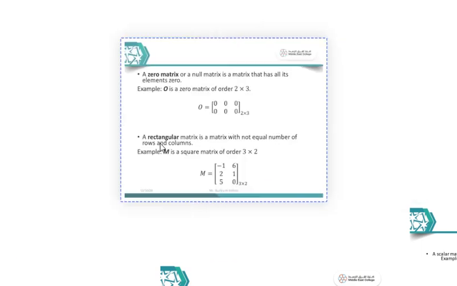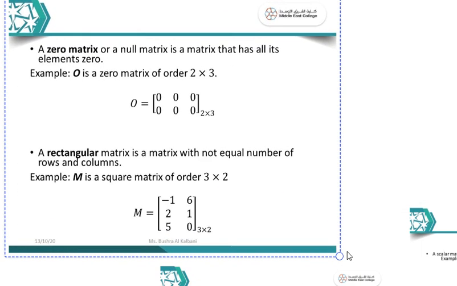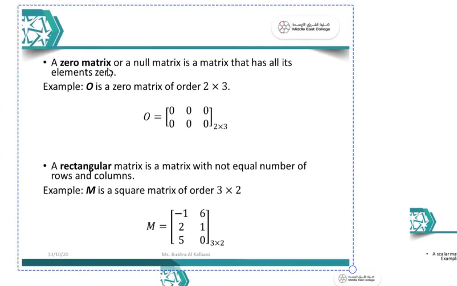Now the second thing is called a zero matrix. If you have a matrix and each element inside the matrix, in the array, is zero, we call this a zero matrix. Regardless of size, if you have any size, but each element there is zero, we call it the zero matrix.